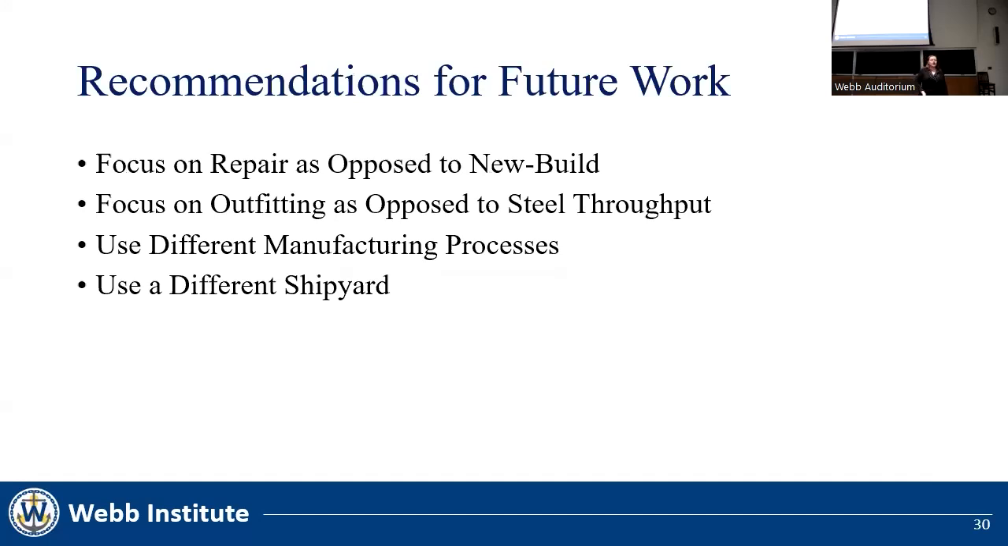Next, in a similar vein, is focusing on outfitting as opposed to steel throughput, or a combination of that with the new layout. Next is to use different manufacturing processes to see how that would affect efficiency. Finally, my last recommendation is to do this analysis again using a different shipyard. My recommendation would be Philly Shipyard because they are currently undergoing a re-optimization process, and I'd be interested to see how a from-scratch layout would compare to the improvements they're already making.